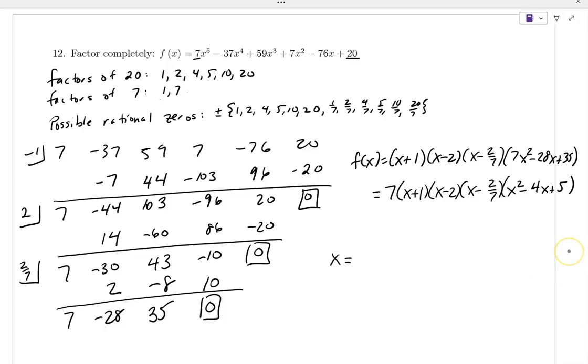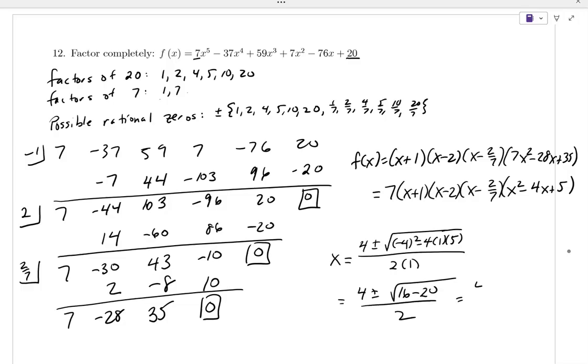We would have opposite b, so positive 4, plus or minus the square root of negative 4 squared minus 4 times 1 times 5, all over 2 times 1. Negative 4 squared is positive 16. When you take this number and square it, this should always be positive, by the way, because you're squaring the number. Minus 20, all over 2.